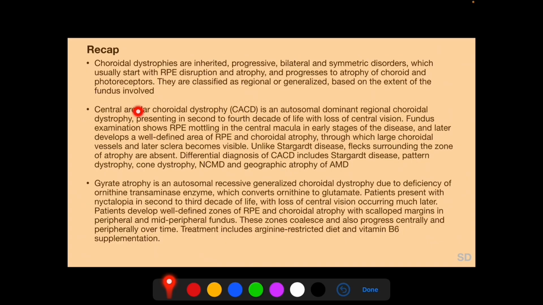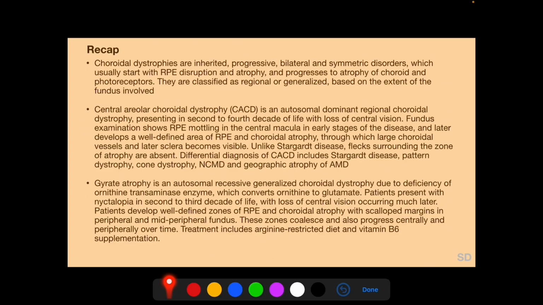Central areolar choroidal dystrophy or CACD is an autosomal dominant regional choroidal dystrophy presenting in second to fourth decade of life with loss of central vision. Fundus examination shows RPE mottling in the central macula in early stages of the disease, and later a well-defined area of RPE and choroidal atrophy develops through which large choroidal vessels and later sclera become visible. Unlike Stargardt's disease, flecks surrounding the zone of atrophy are absent in eyes with CACD.